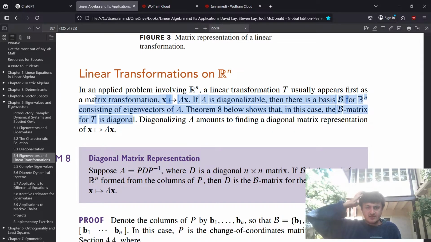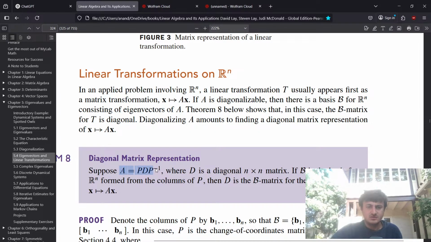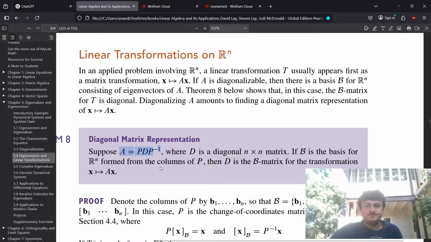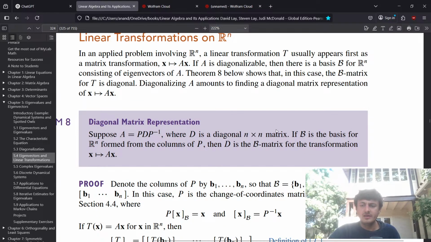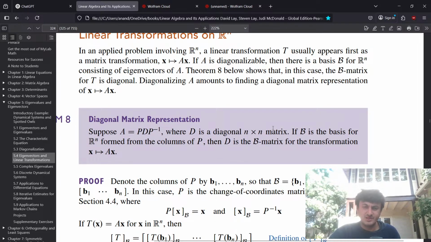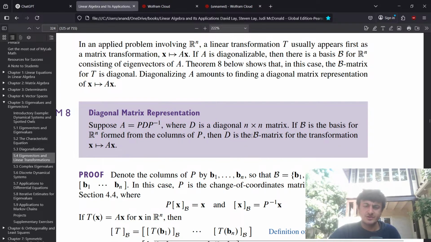Okay, so suppose A is diagonalizable, and this is the definition of diagonalizable, i.e. it's similar to a diagonal matrix. Because we just went over this, we should reinforce it: the definition of similarity is that there exists some invertible P such that P D P inverse is equal to A, then A is similar to D. Now, if D happens to be diagonal, then A is diagonalizable, where D is the diagonal n by n. If B is the basis for Rn formed by the columns of P, then D is the B matrix for the transformation x to Ax.